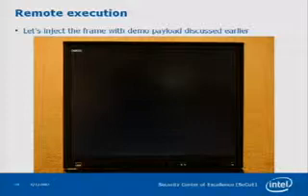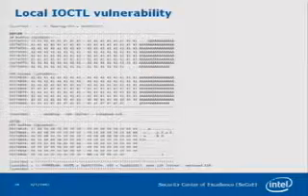So this is the result of exploitation of Intel Centrino, an old version of the Intel Centrino driver that we mitigated and released an advisory for before the BlackHat, I mean the previous BlackHat. And now the local I/O control vulnerability example.